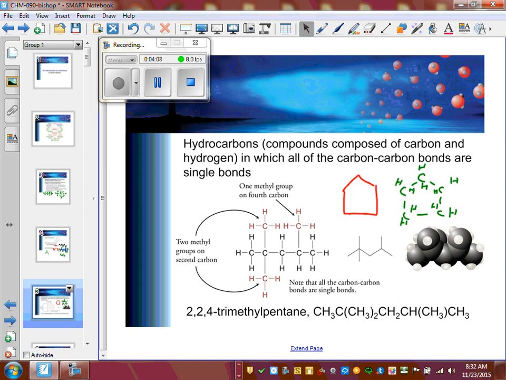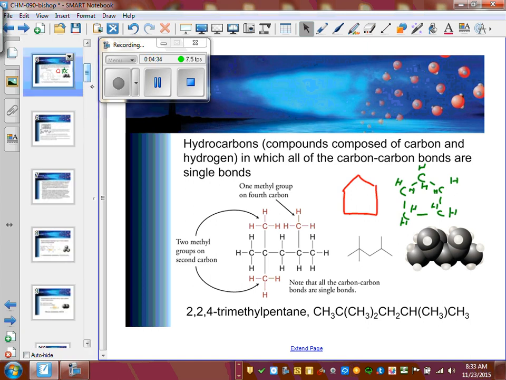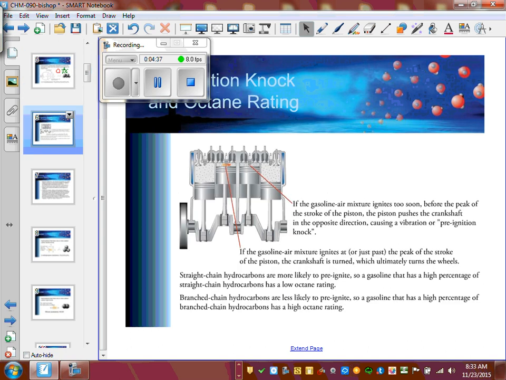You might see a structure written like this. You might see the line structure and a condensed structure. You can also put them in a ring, and those are cyclohydrocarbons. The 2,2,4-trimethylpentane relates to gasoline engines.